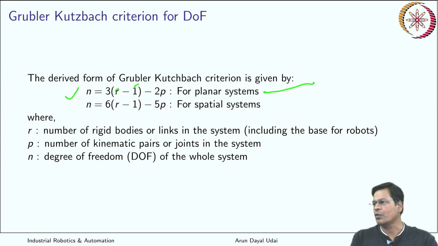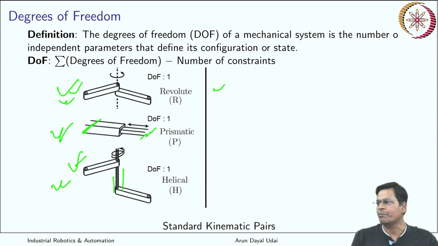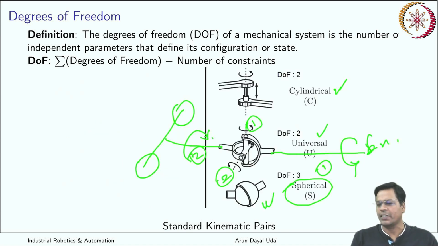So what are those r and p? R is the number of rigid bodies or links in your system, for which you want to calculate the degrees of freedom. N is the degrees of freedom, and p is the number of kinematic pairs. If you have any background of theory of machines or engineering mechanics, you must have gone through a few chapters. Kinematic pairs or joints in the system basically couple 2 independent mechanical bodies together in different ways. As you have seen earlier in these examples, those were all kinematic pairs.